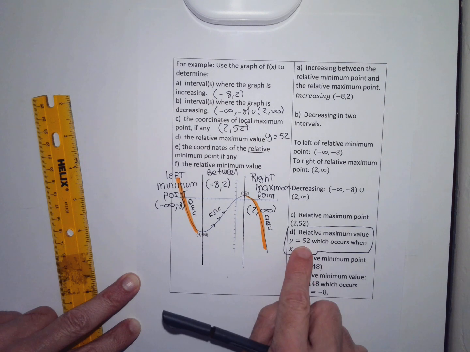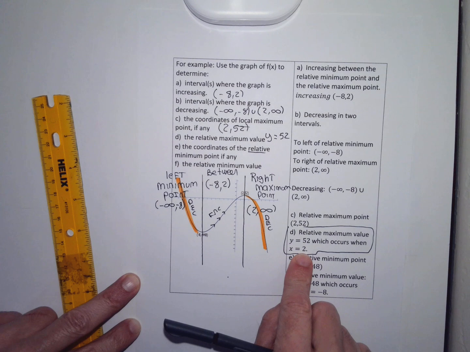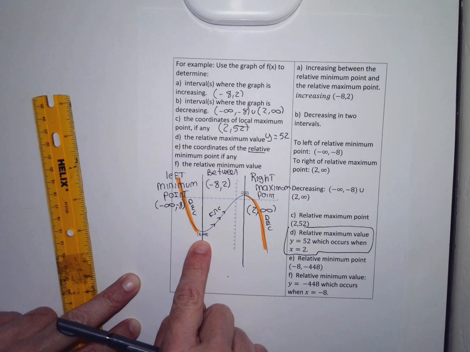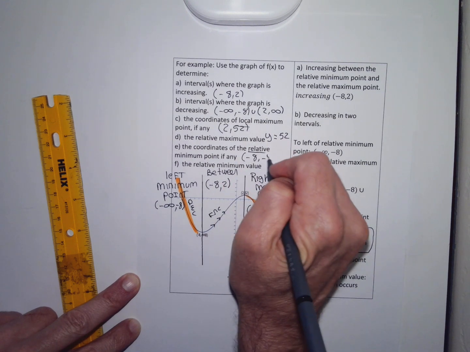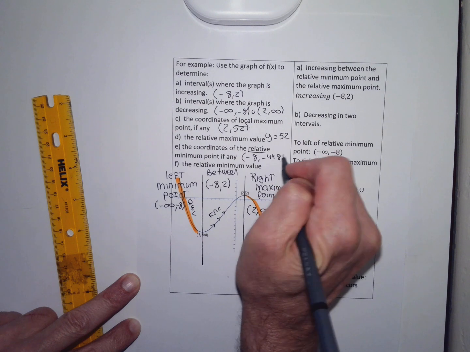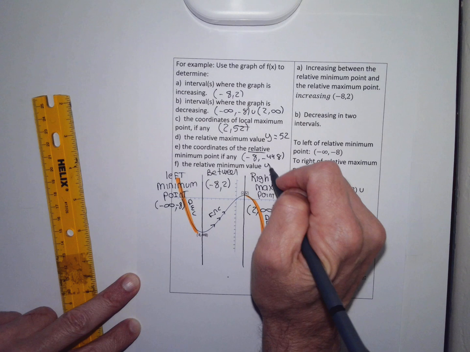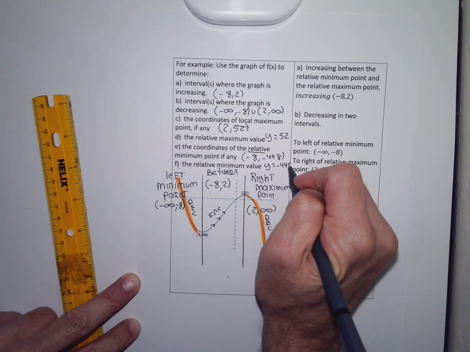The relative maximum value is y equal to 52, which occurs when x equals 2. For the relative or local minimum point, that's this point, (-8, -448). And then the relative minimum value is -448, which means any point close to that, its y value is going to be bigger than -448.